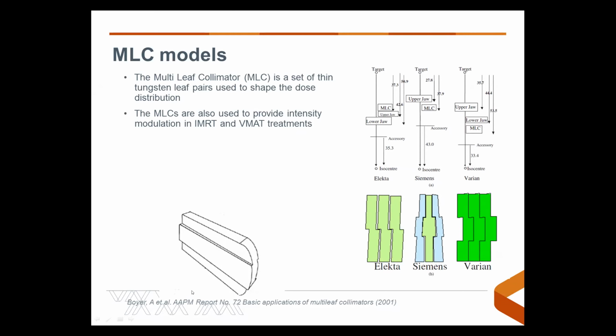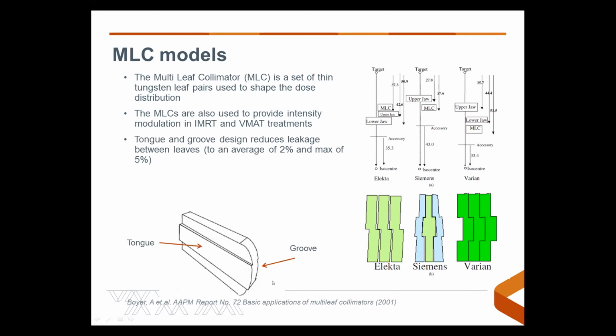And then this is a typical design of an MLC leaf. They have a tongue and a groove. So the tongue and groove design is designed to reduce the leakage between the leaves to an average of 2% and a maximum of 5%, which is the design criteria that they attempt to achieve.